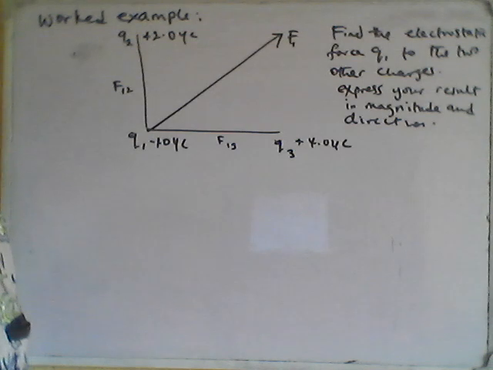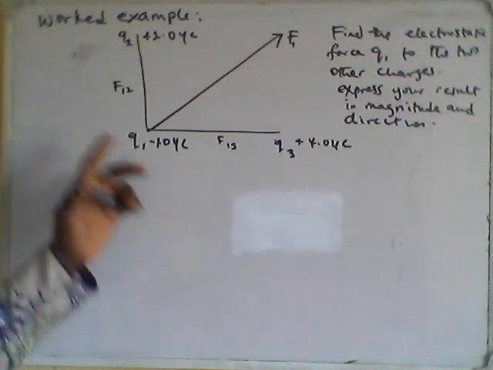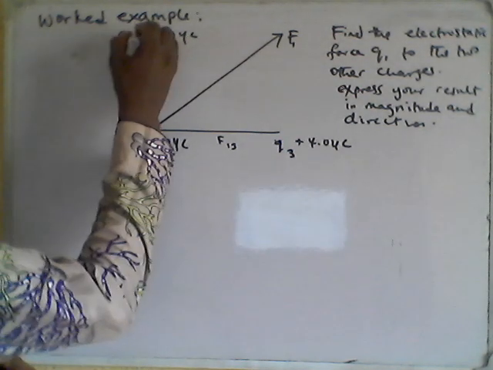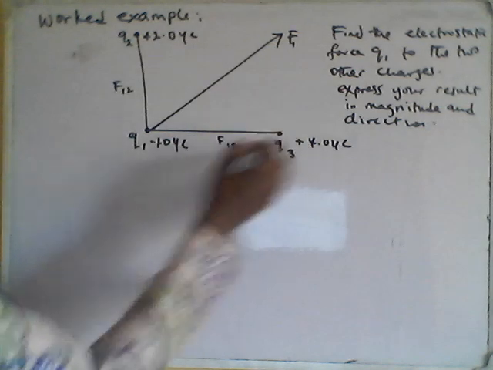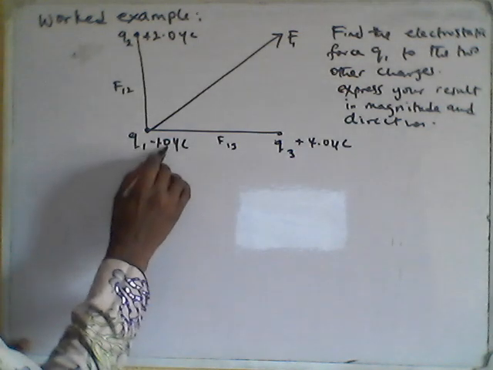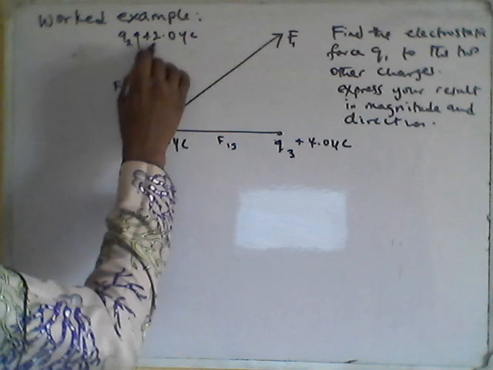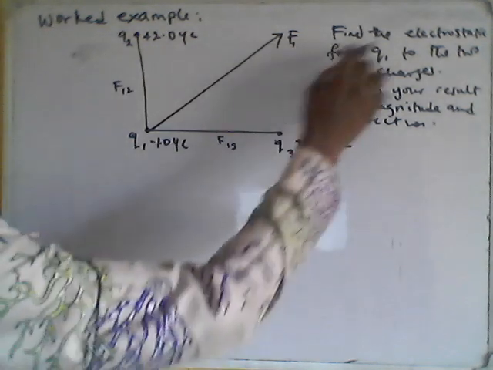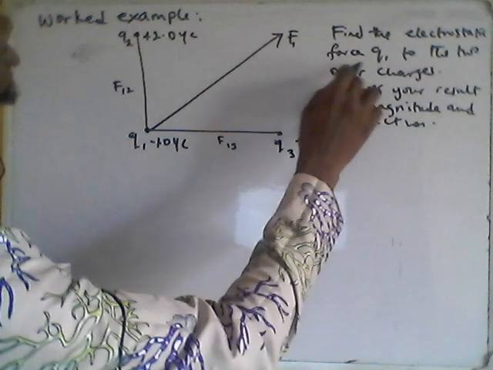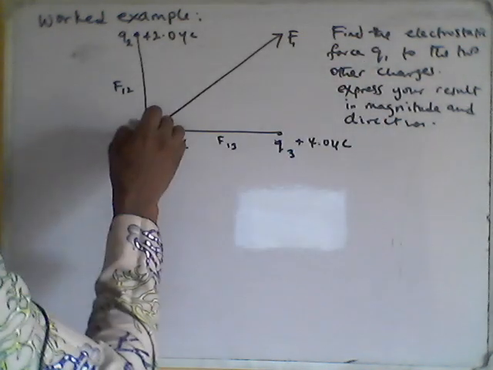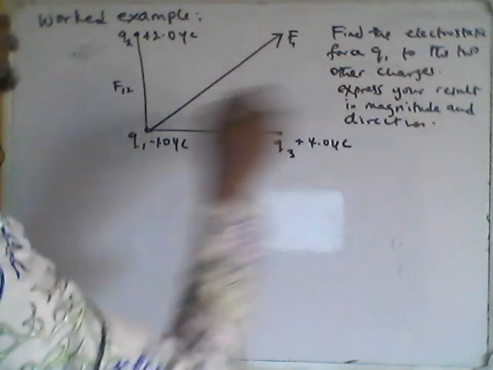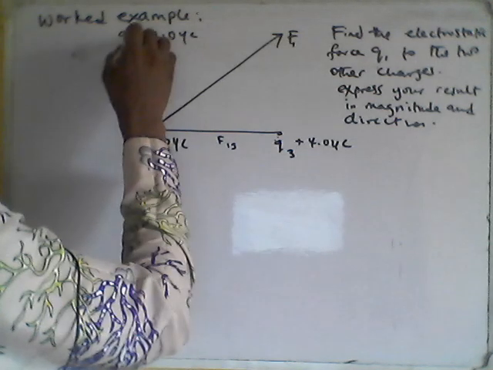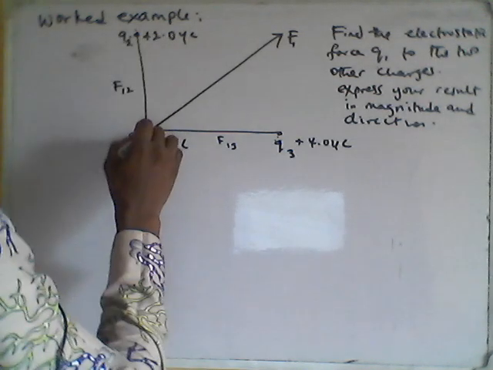Okay, so we have on the board a worked example. This is the diagram of three charges interacting. This is one of the charges here, this point, and this point. Q1 is minus 1.0 microcoulomb, Q2 is plus 2.0 microcoulomb, and Q3 is plus 4.0 microcoulomb. Find the electrostatic force on Q1 due to the two other charges. So Q1 is to Q2 and Q1 is to Q3.